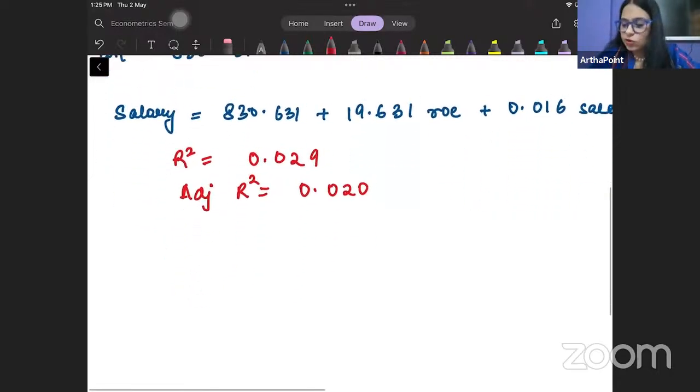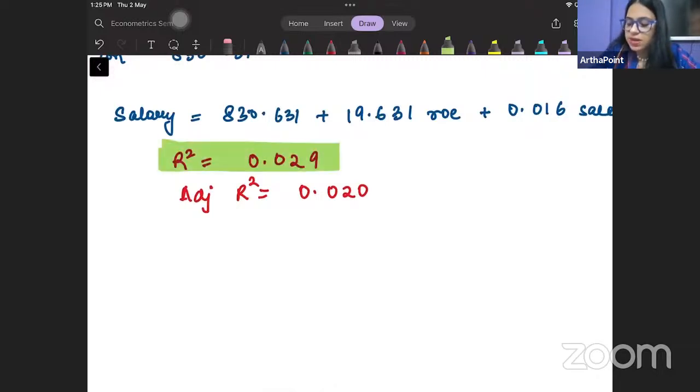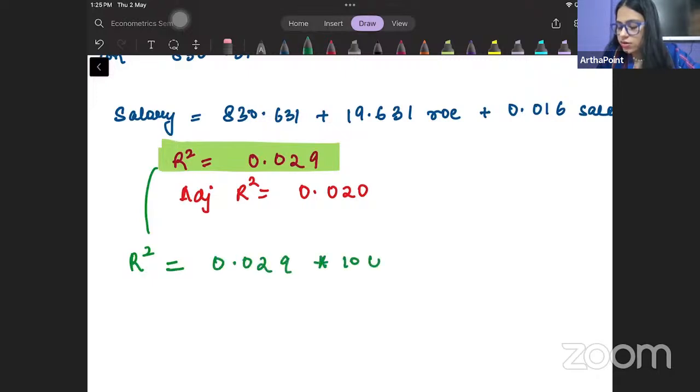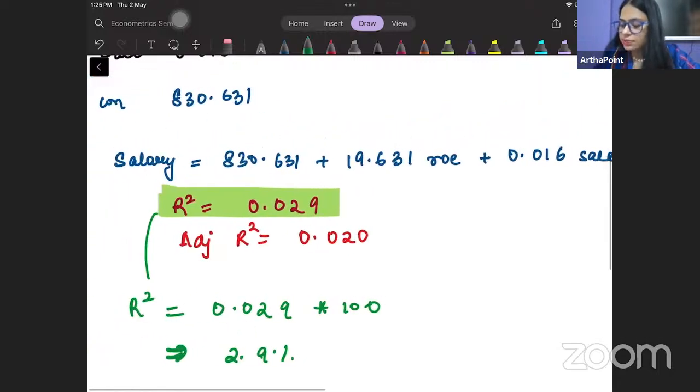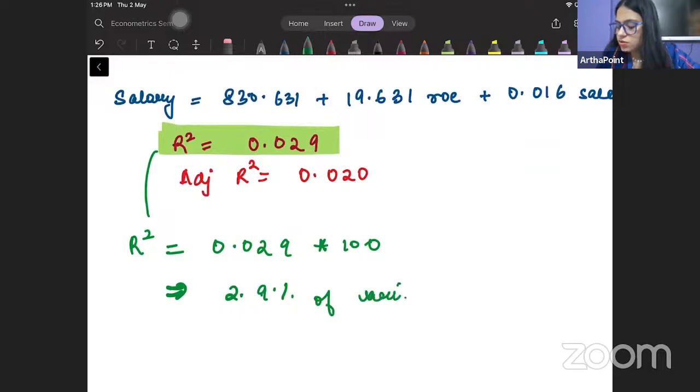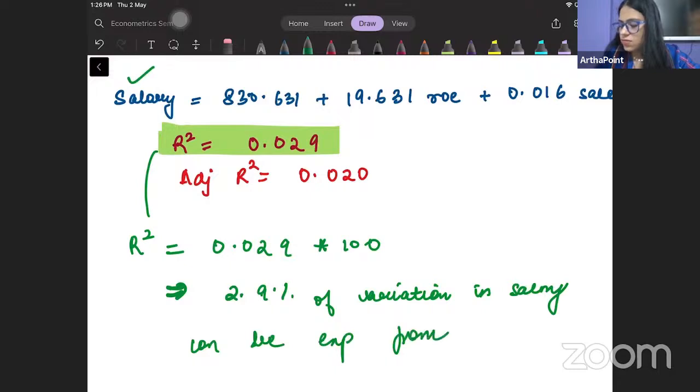Whenever you are interpreting your R square or adjusted R square, just multiply it by 100. So R square is 0.029 times 100. This will give you 2.9%. So we are saying 2.9% of the variation in salary can be explained using ROE and sales.